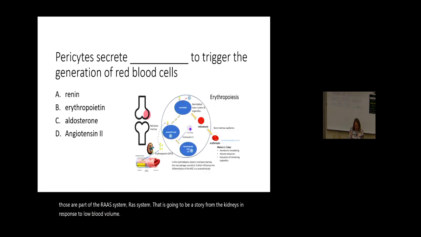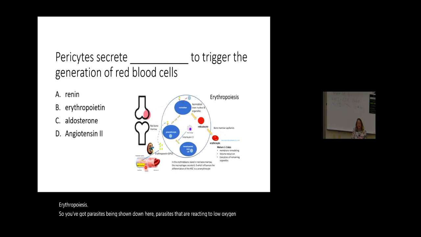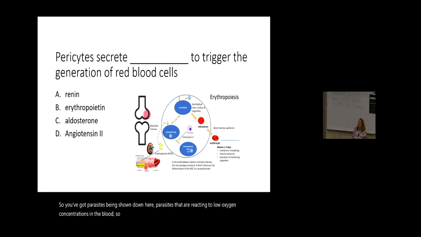All right, so let's look at pictures. Here we have erythropoiesis. So you've got parasites being shown down here, that are reacting to low oxygen concentrations in the blood. If it recognizes that there's not enough oxygen, your response is to create more red blood cells so that they can go pick up more oxygen from the lungs.